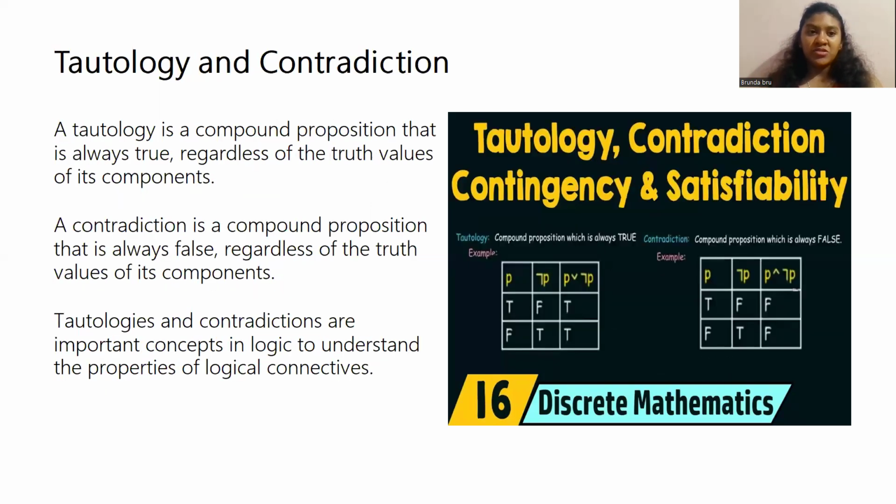Tautology and contradiction. A tautology is a compound proposition that is always true regardless of the truth values of its components. A contradiction is a compound proposition that is always false regardless of the truth values of its components. Tautologies and contradictions are important concepts in logic to understand the properties of the logical connectives.